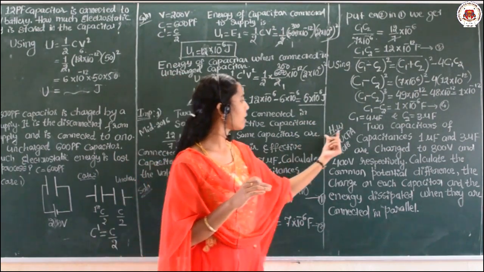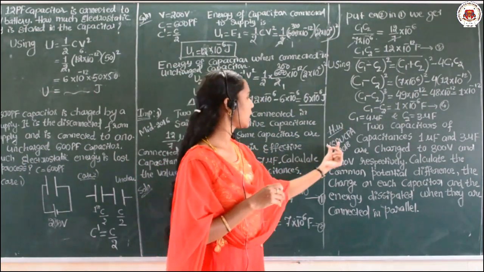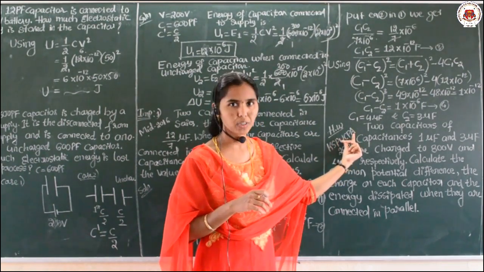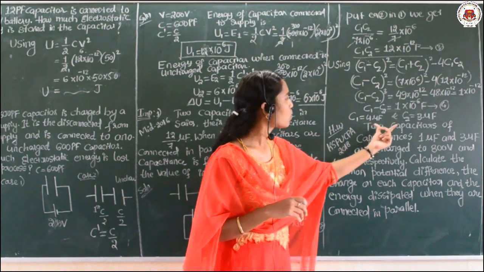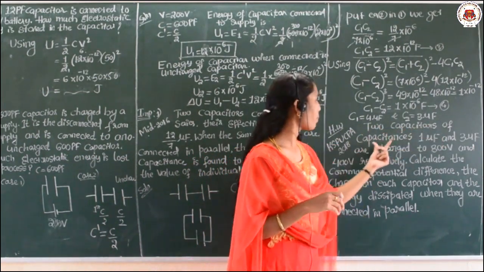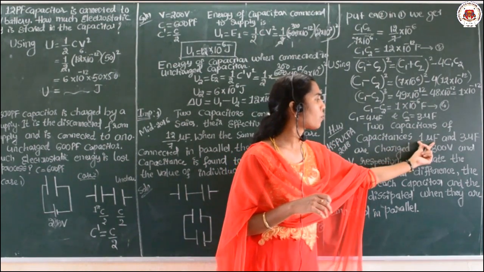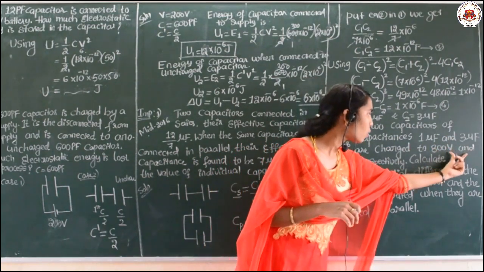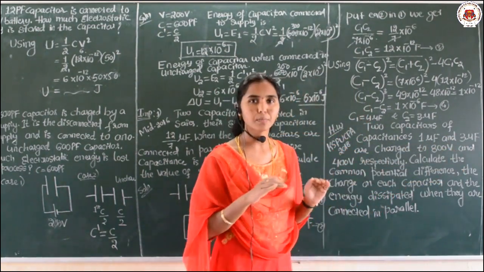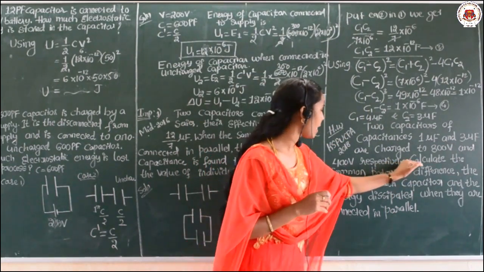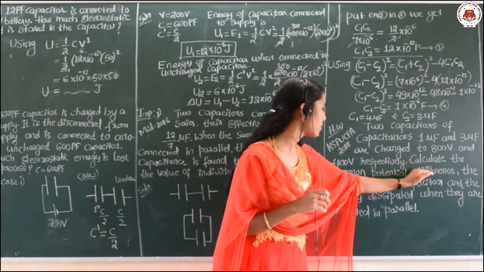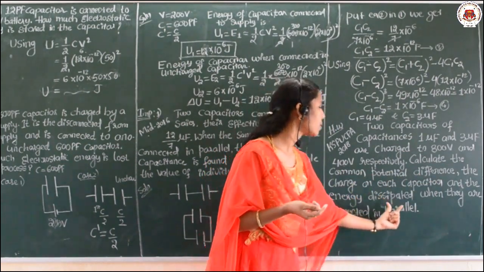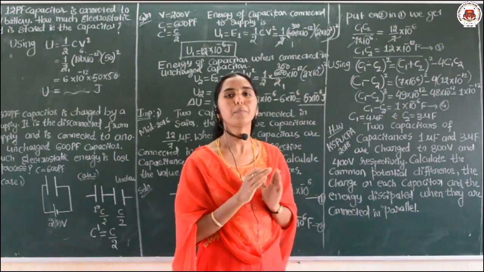Okay. And finally, there is one homework for you. This question was asked in 2018 Karnataka State PUC Principal Association. What is that question? Two capacitors of capacitances 1 microfarad and 3 microfarad are charged to 800 volt and 400 volt respectively. Calculate the common potential difference, the charge on each capacitor and the energy dissipated when they are connected in parallel.